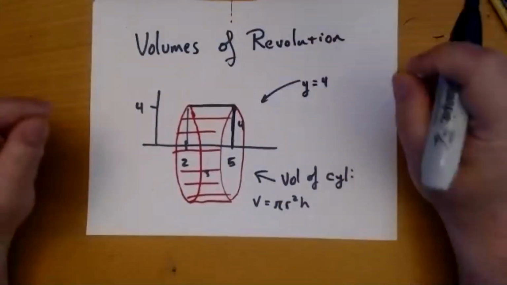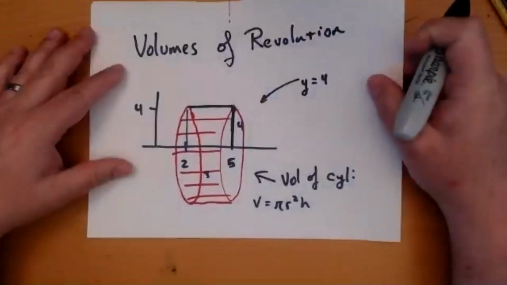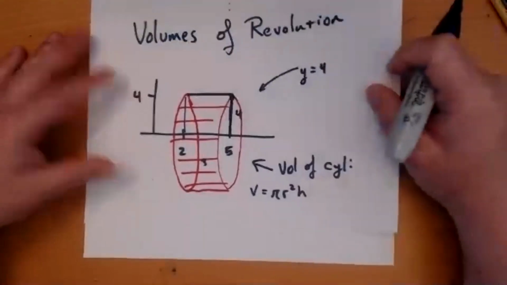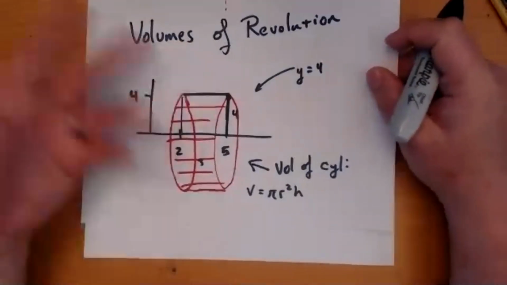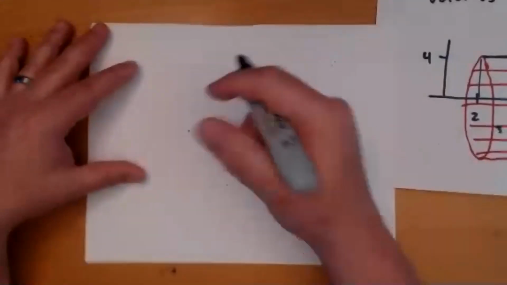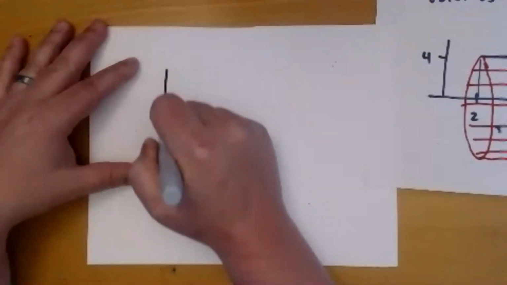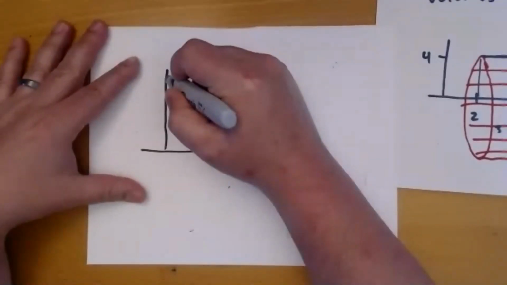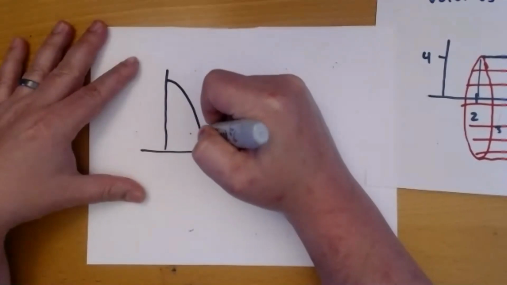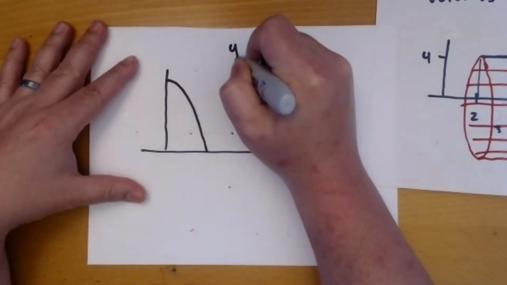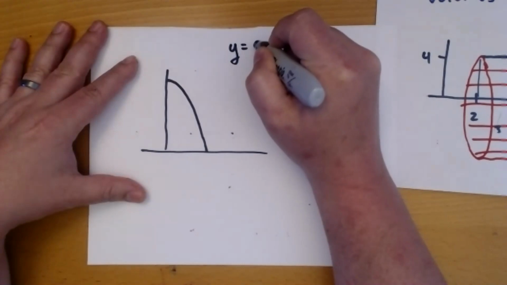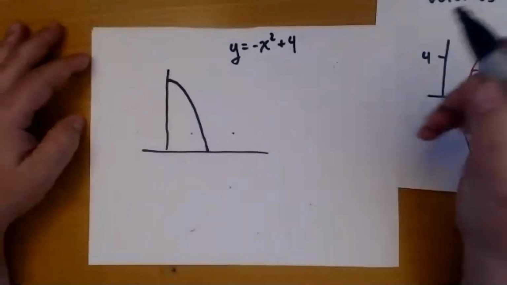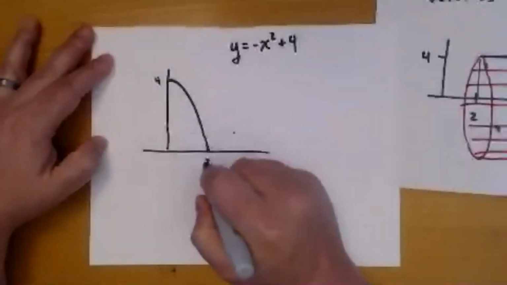Okay, cool. Well, now let's take this idea and apply it to something a little bit more interesting than just a line segment. Let's take, for example, a parabola, y equals negative x squared plus 4. So I'm at 4, I'm at 2.